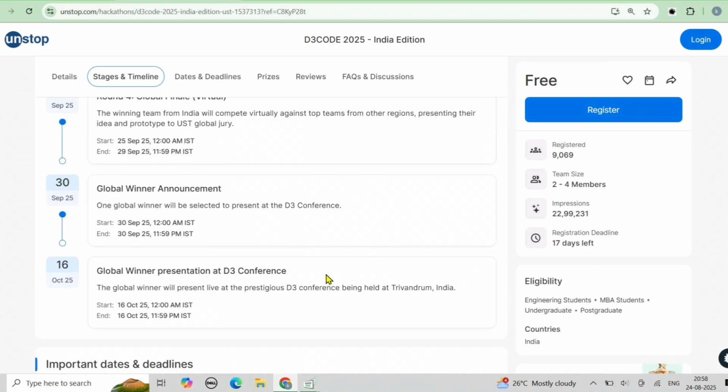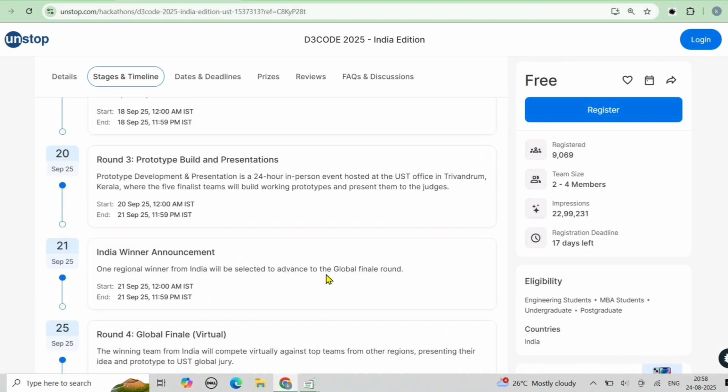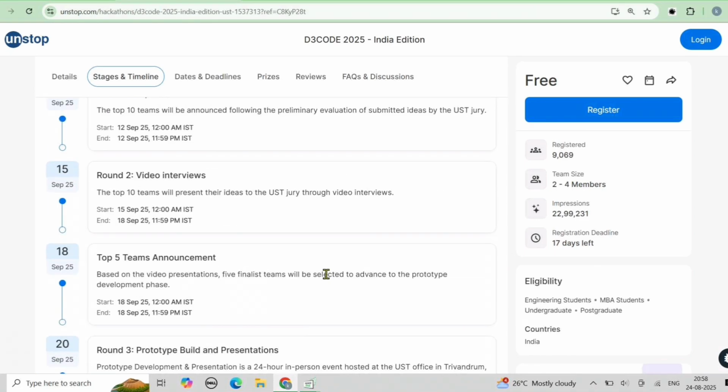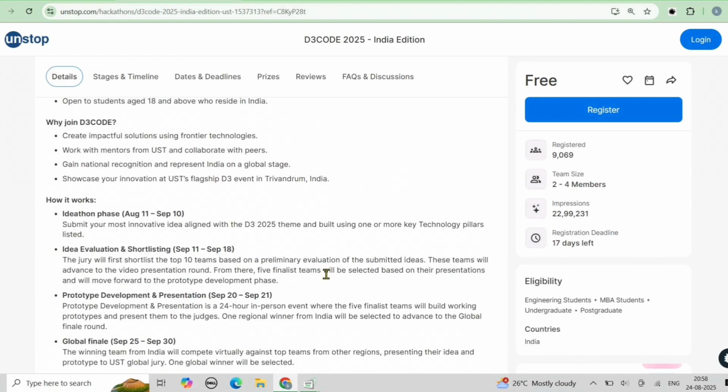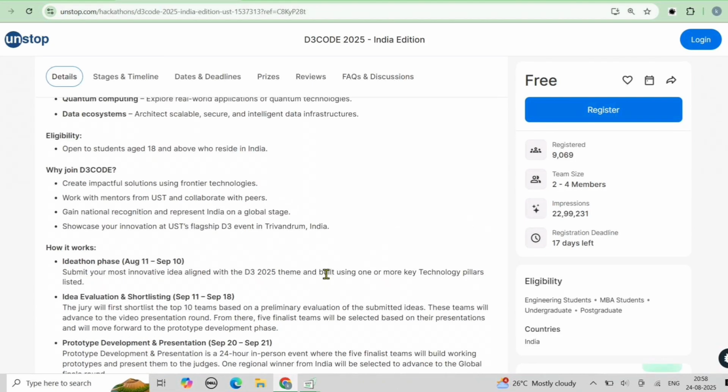Now let's talk about the eligibility criteria to apply for this competition. The hackathon is open to students. You must be 18 years or above and a resident of India only. This competition is only for Indian teams. So if you are a student in India and 18 or above, you are eligible to participate.